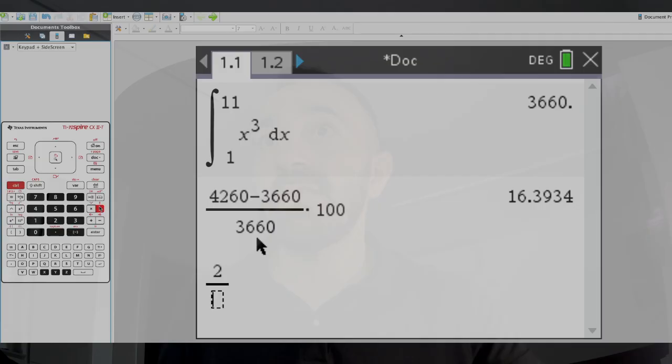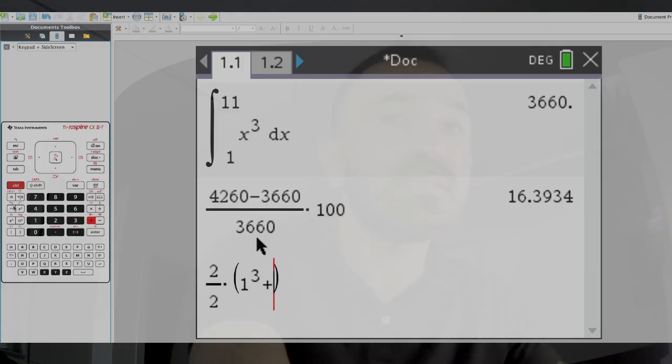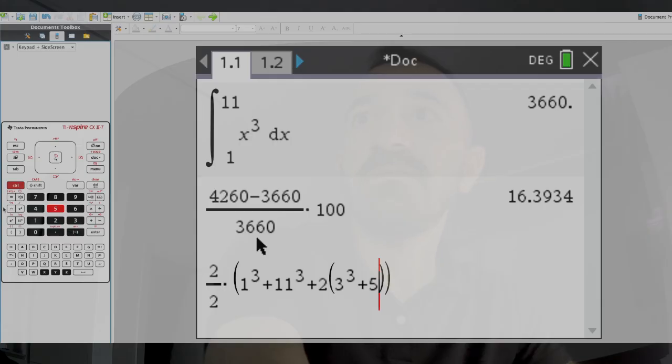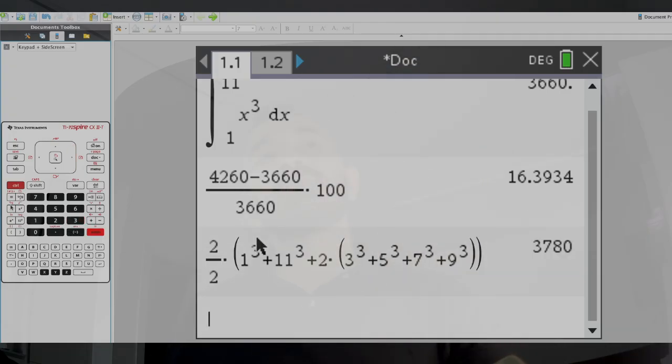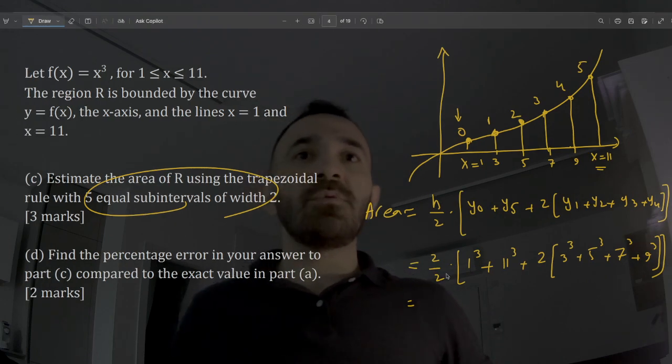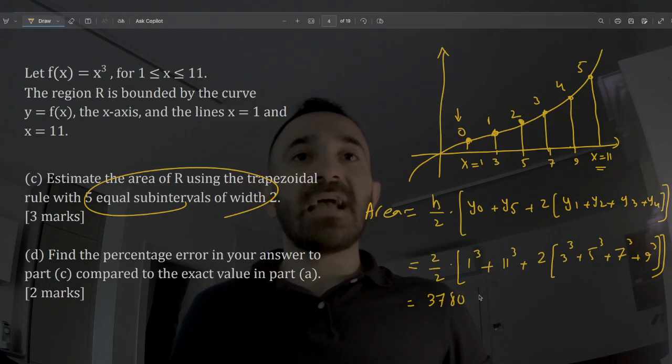So 2 divided by 2 times parenthesis 1 to the power of 3, which is 1 obviously, plus 11 to the power of 3, plus 2 times 3 to the power of 3, plus 5 to the power of 3, plus 7 to the power of 3, plus 9 to the power of 3. Okay, press enter. 3780. As you can see, this time your value is much closer to the exact value.